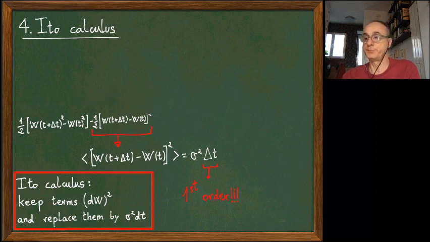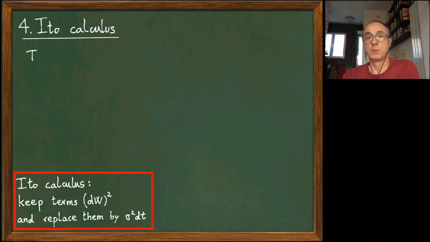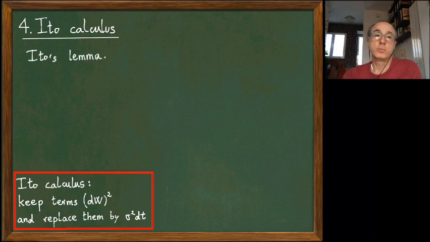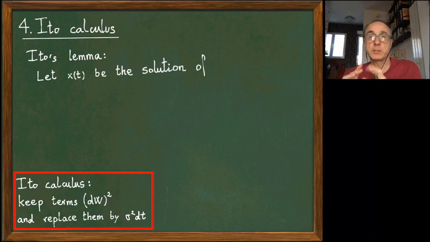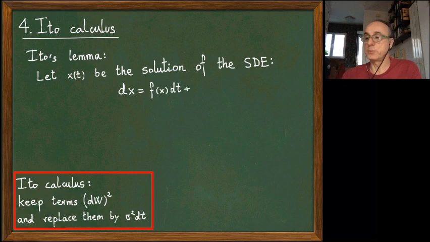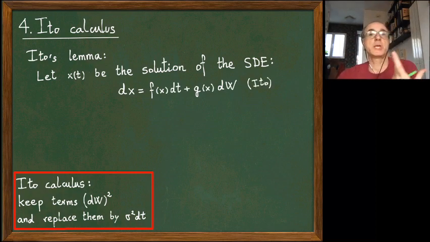Let me erase here. Ito's lemma is just the application of this recipe to one of the basic problems in calculus, which is the chain rule, or if you prefer, because we are talking about stochastic differential equations, the change of variable in a stochastic differential equation. So if we have a stochastic differential equation written in this form, dx = f dt + g dW, interpreted as Ito, and now we want to change the variable, we define another variable, which is y.